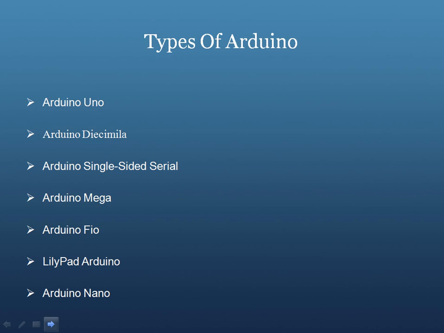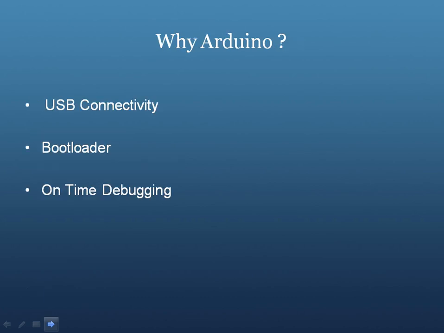Lilypad, and Arduino Nano. These all are the types of Arduino board. Why Arduino? Why do we use Arduino? Because it has USB connectivity. It has an inbuilt bootloader, which means you don't need any external programmer to load it.